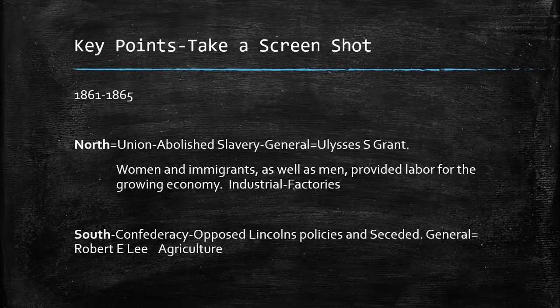So the South is the Confederacy, opposed to Lincoln's policies and seceded. So seceded is to separate from. The general was Robert E. Lee. And again, North does factories, South does agriculture. That becomes really important because the big contention of the South in opposing these policies is that they have so much agricultural work to do. They didn't have enough manpower to cultivate all the stuff that they needed to cultivate from the farms.